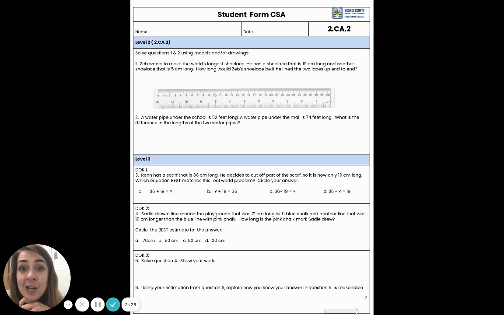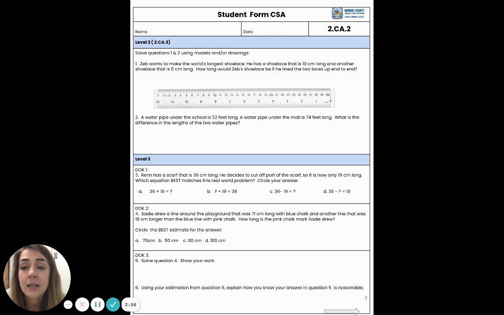Maybe you do decomposing. You don't really need to do that here because you're only adding 5. Maybe you use base 10 blocks and you show 19 and then you show 5 and you add those up. But I also see something on this page that might be useful. Do you see something that you could maybe use to help you out?